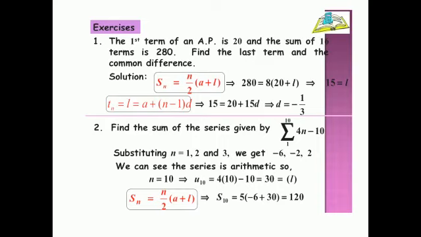Then what is the question? Find the sum of the series. How many terms are there? 10 terms, n is equal to 10. What is the first term? Minus 6. What is the last term? For the last term, substitute n as 10: 4 multiplied by 10 minus 10, 40 minus 10 is 30. Or if you want, you can use the second formula also, but here you can use the first formula. Sn is equal to n by 2 into (a plus an).